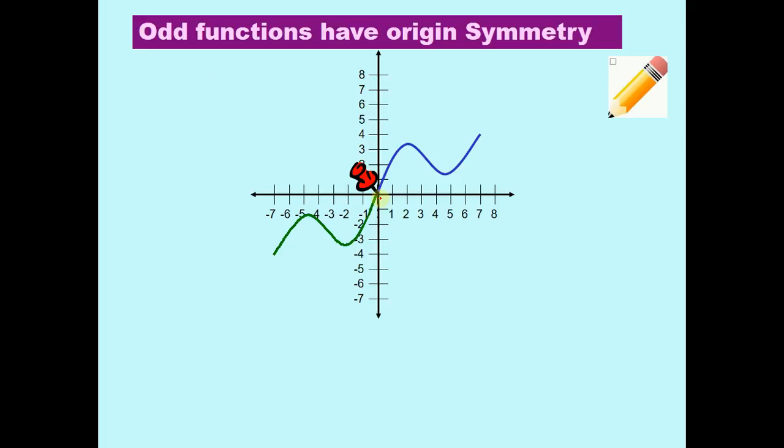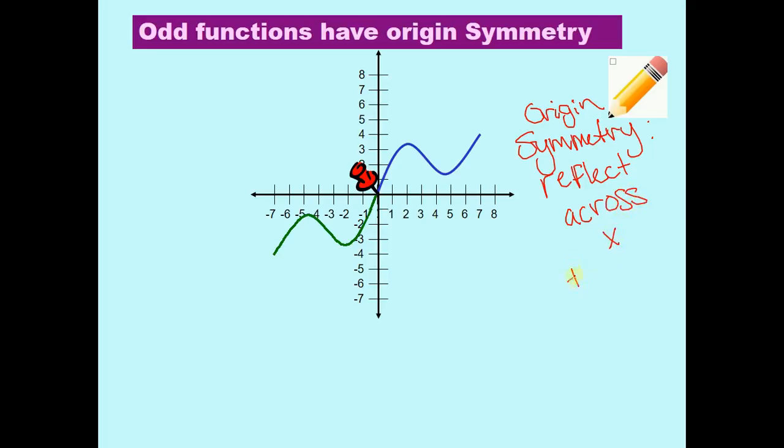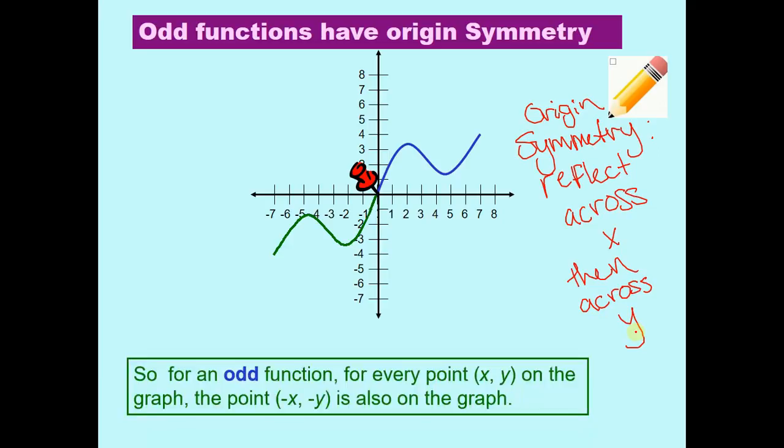Let me repeat that. To check for symmetry, reflect across x, then across y. If they meet up, that means you have origin symmetry, which means it is an odd function. Now, what about algebraically? To be an odd function, for every point (x, y) on the graph, I have a point (negative x, negative y) also on that graph.